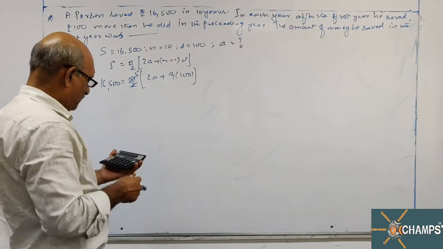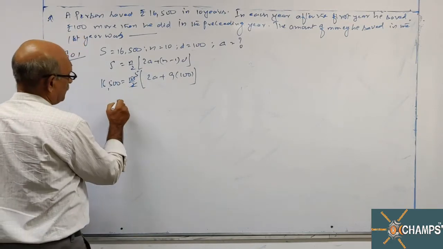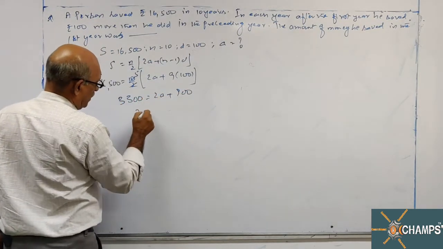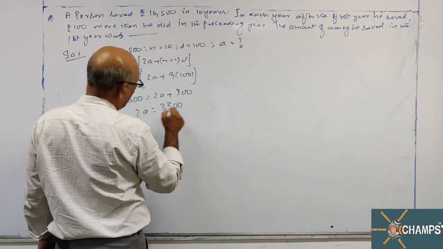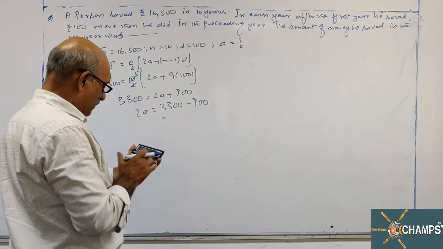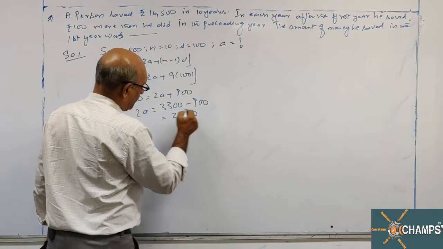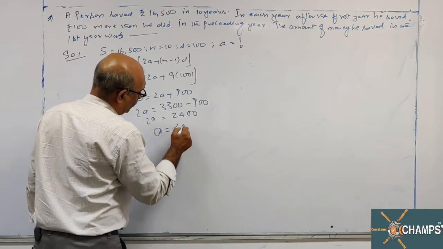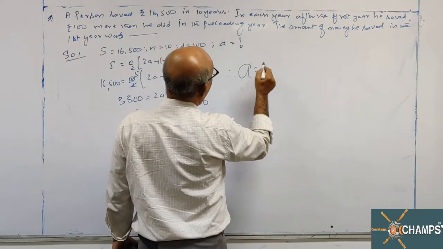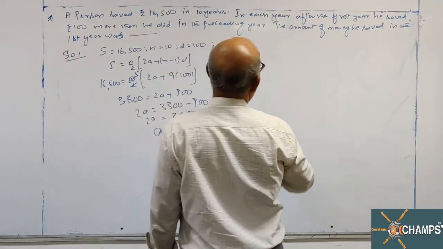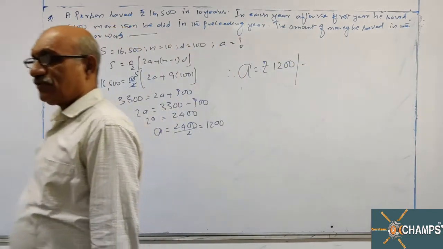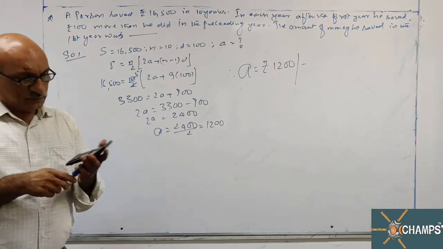16,500 divided by 5, 3,300 is equal to 2a plus 900. 2a is equal to 3,300 minus 900, 2,400. a is equal to 2,400 by 2, 1,200. Therefore, first year savings is equal to rupees 1,200.